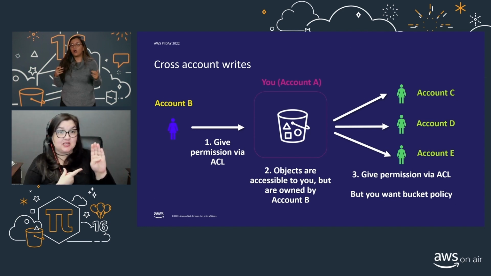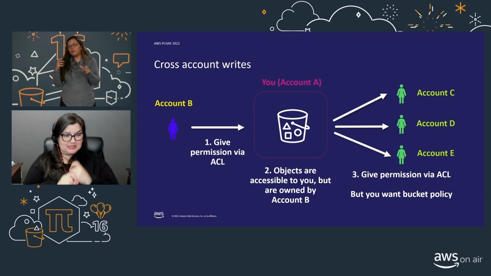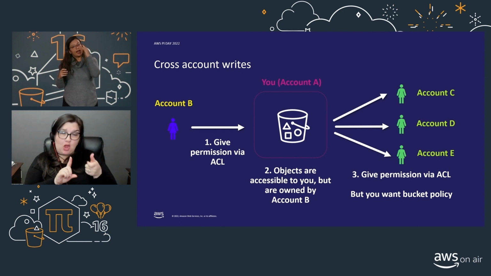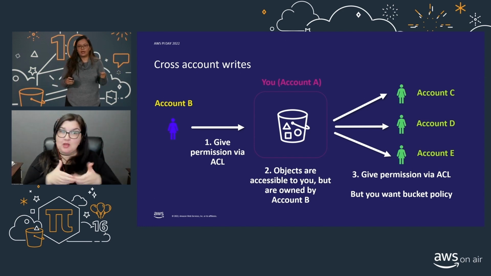Now there are three complexities there. Account B will need to give you permission to read via an ACL for data written by account B. And whenever account B writes data to your bucket, the objects are owned by account B. And third, because you don't own the objects, you cannot use bucket policy to give other accounts access, and you have to do that through an ACL.